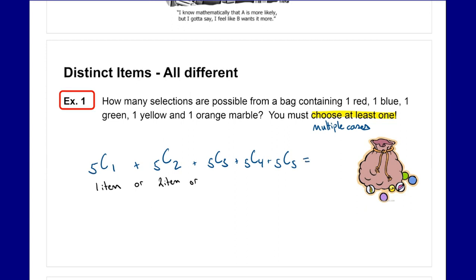If we calculate all of these and add them up, because they're multiple cases, it's one or the other, we would end up with 31 different groups of marbles that we could pick if we had to choose at least one. With 5 different items, that's not too bad. But what if we had 10 items, 20 items, 30 items? We wouldn't want to go through this tedious case of adding up 1 item plus 2 items plus 3 items and so on. Now, there is a faster way.